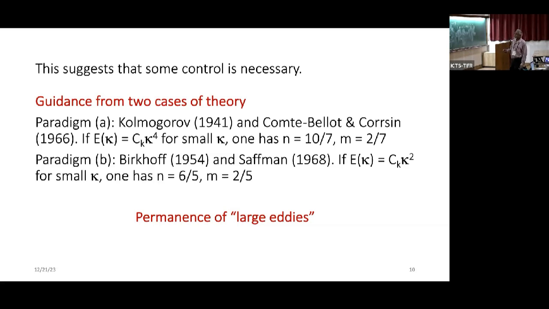And the other paradigm is known in the literature as Saffman, but Birkhoff had it in 1954, and everything Saffman had, he had. The alternative is, if E of k, this is the behavior here, goes like k to the power 2 for small k, one has the exponent 6/5 and 2/5. Birkhoff has it before Saffman, a long time ago, in his paper. I referred to it in my paper. I called it Birkhoff-Saffman, where a lot of Cambridge people get irritated when I do this.